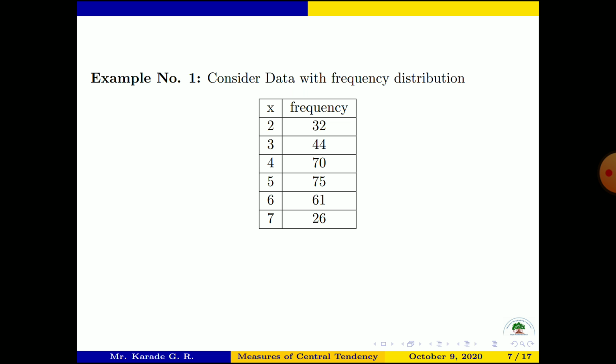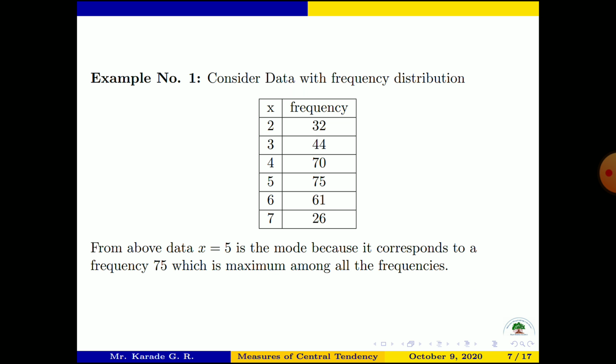x equal to 5 is the mode of this data because it corresponds to the maximum frequency 75. So it is also very easy to find the mode in case of frequency distribution. From the above data, x equal to 5 is the mode because it corresponds to a frequency 75, which is maximum among all the frequencies.